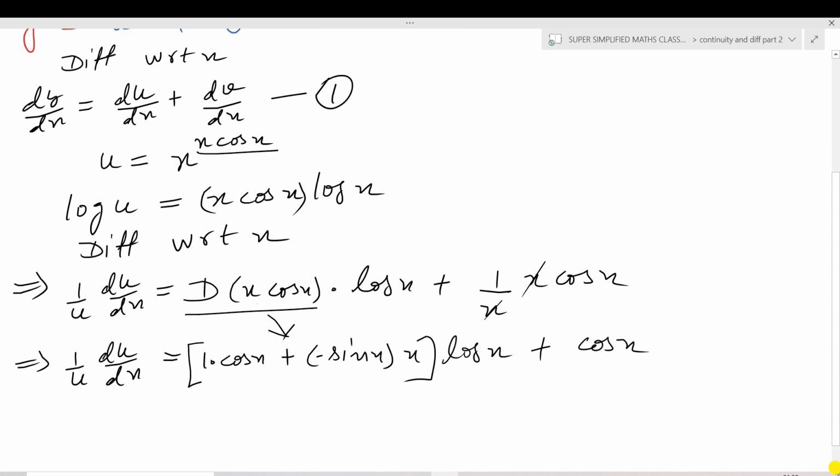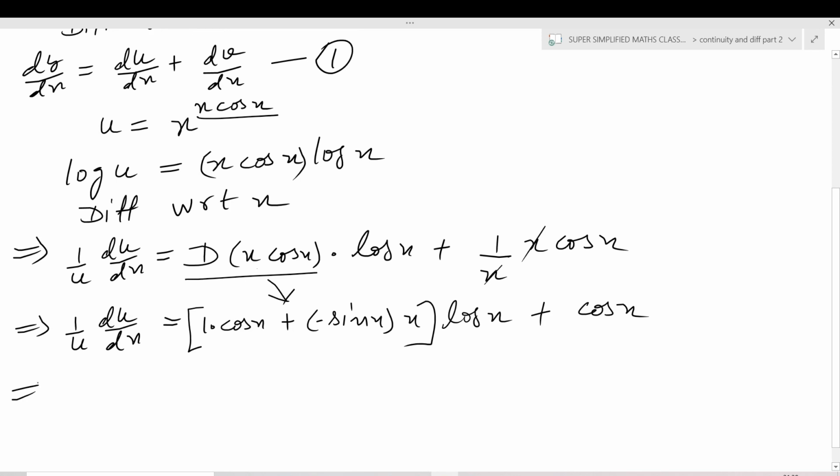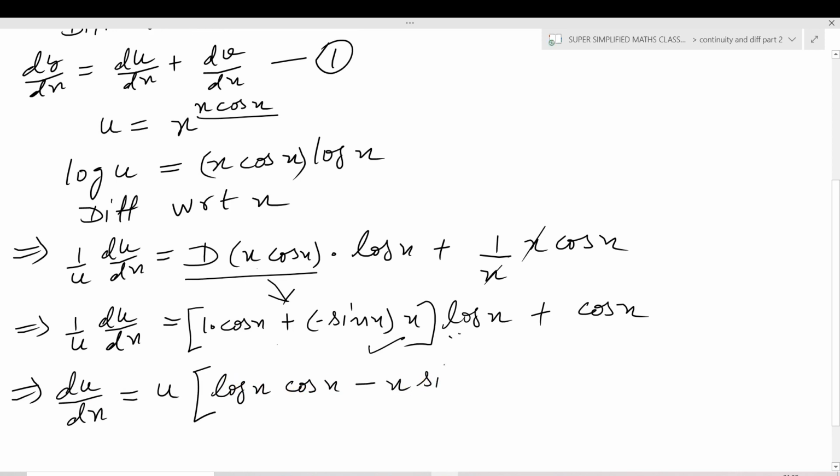So now in the next step I can cross multiply by u. So I get the value of du by dx will be equal to u into, I copy down the whole thing, but I have to multiply this bracket by log x. I have to multiply this bracket by log x. So I get log x cos x minus x sin x log x plus cos x. And ultimately I substitute the value of u.